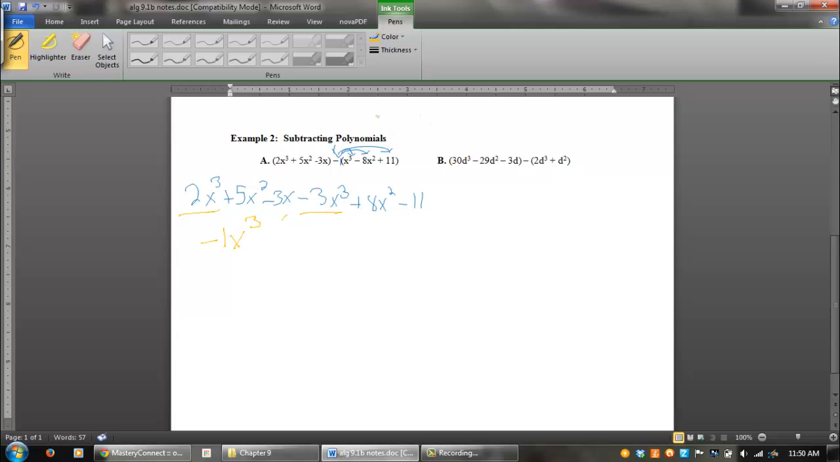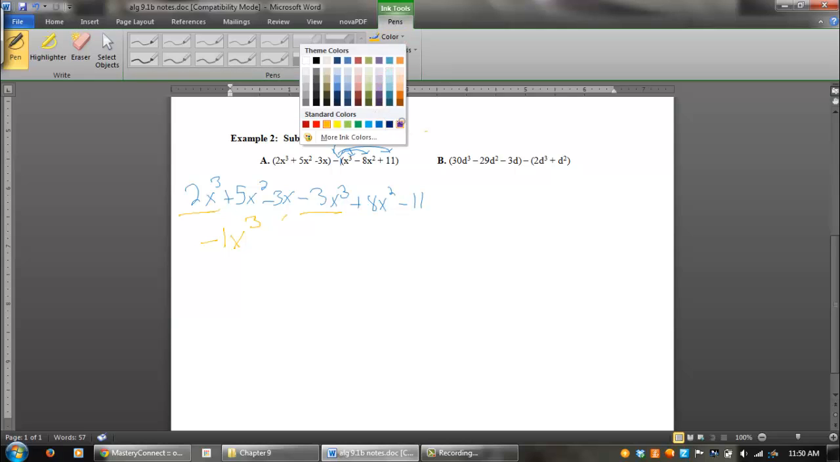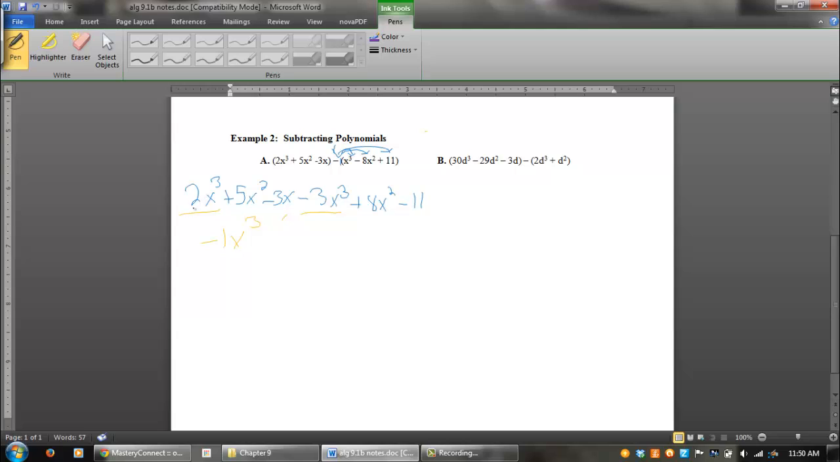This marker doesn't show up very well. Let me pick a different color here. Okay, so that takes care of my third powers. And when I'm doing these, I just go in order from biggest degree to smallest, so that way our polynomial at the end will be written in standard form.